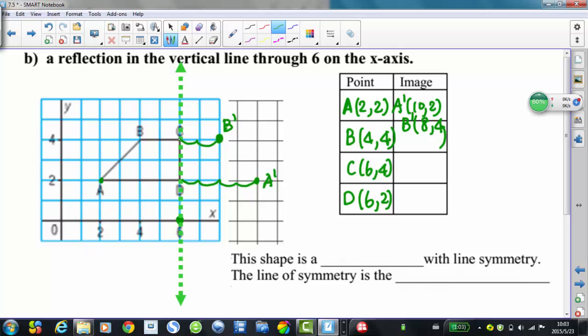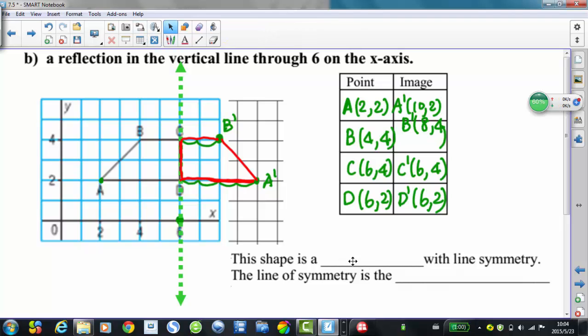Point C is on the line of symmetry, so C prime overlaps with point C. C prime is also 6, 4. Point D is on the line of symmetry, so D prime overlaps with point D. So D prime also has the coordinates 6, 2. Let's join the points up to form the reflection image. If we look at the larger shape, it is an isosceles trapezoid. The line of symmetry is the vertical line through 6 on the x-axis.